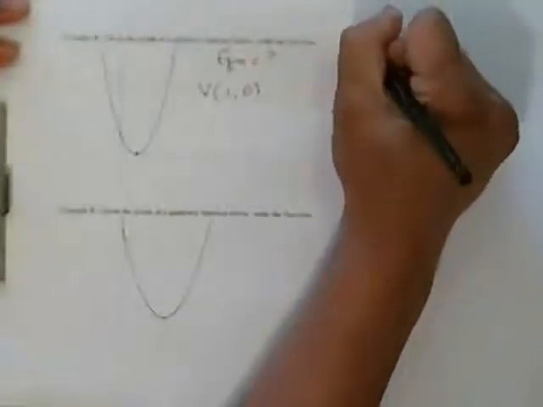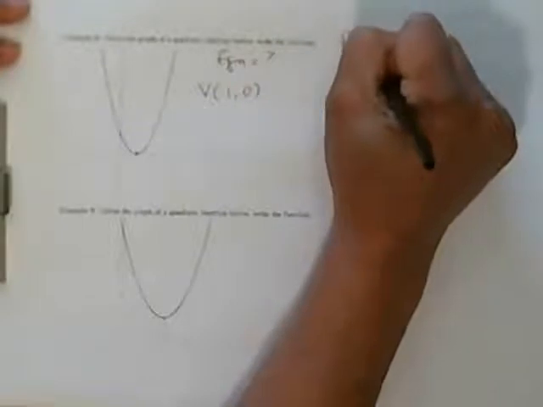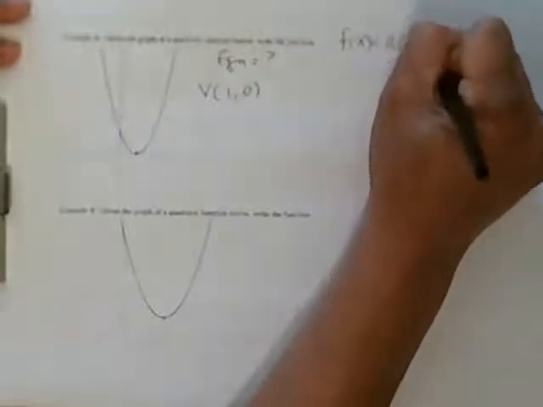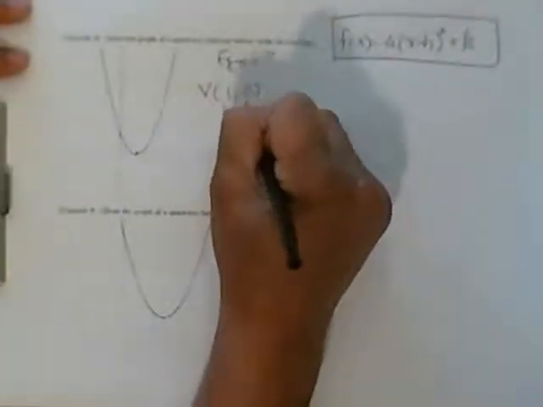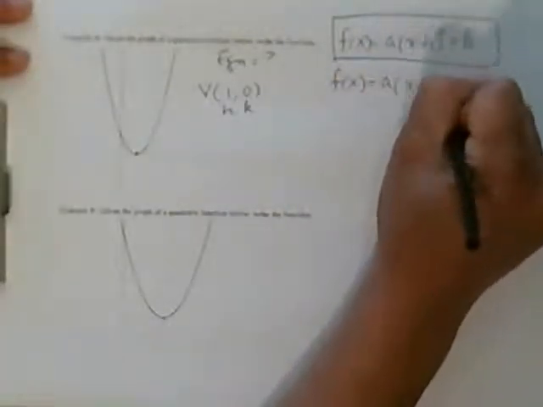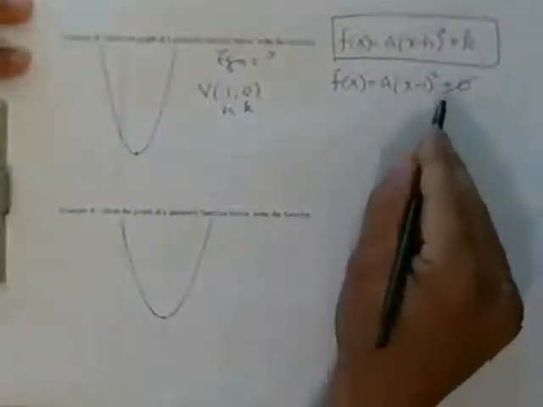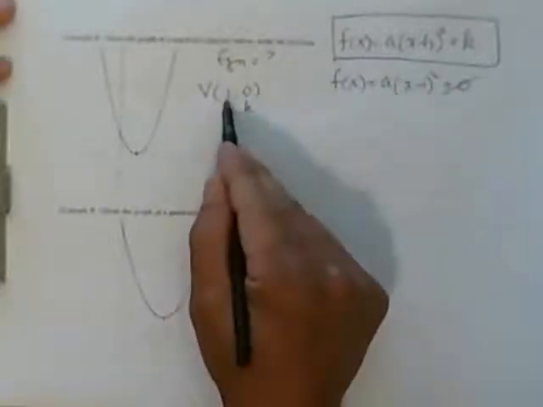They call that the standard form, vertex form, same thing. Function of x is equal to a times x minus h squared plus k. Memorize this. Okay, that's your h, that's your k. So the function looks something like this. F of x equals a times x minus 1 squared plus 0. We really don't need that. You don't have to put plus 0. There's your k right there. There's your 1 right there.